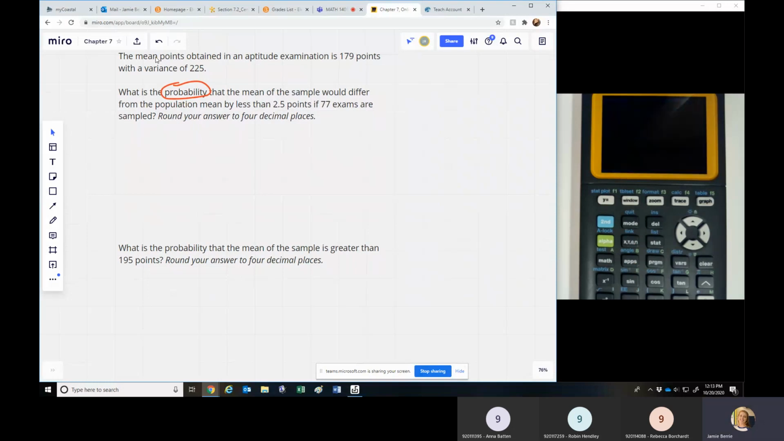All right, so just to remind you, the mean they told us is 179. All right, so I'm going to write that down off to the side. Mean is 179. The variance, remember the symbol for variance is sigma squared, is 225. What is the probability that the mean of the sample is greater than 195 points? All right, so we're going to say, what's the probability that the mean is greater than 195 points?